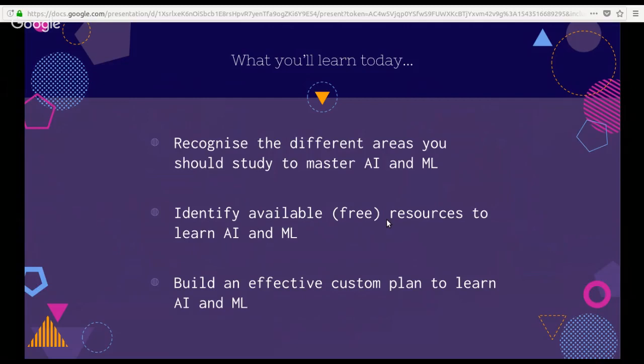And there are loads of these, and it's very refreshing to know that there are so many people on the internet sharing their knowledge with other people. And today I'm just going to point you towards a few resources that I feel are very, very good as a starting point. And then as a final point, I want to give you a strategy to build an effective custom plan to learn artificial intelligence and machine learning.